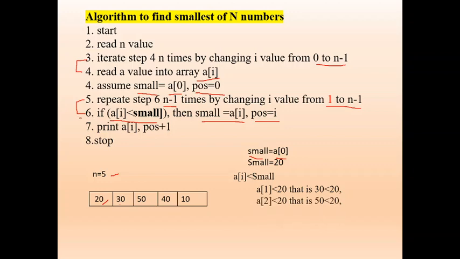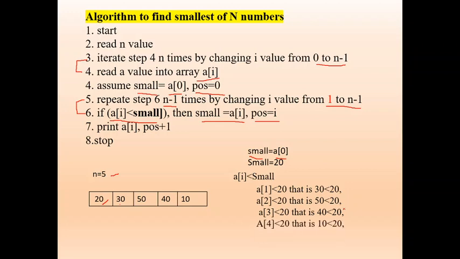So is A of 2 less than 20? A of 2 is 50. 50 less than 20? That is also false. Next one is A of 3, the i value changing from 1 to n minus 1. A of 3 is 40. 40 less than 20? That is also not true.